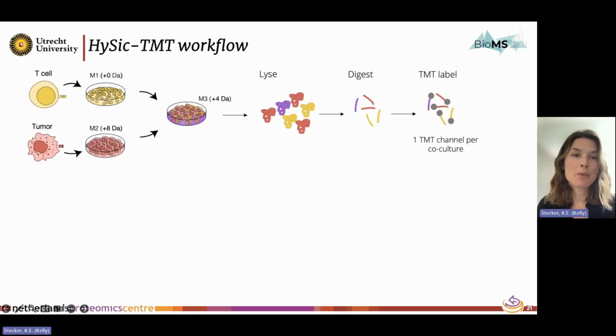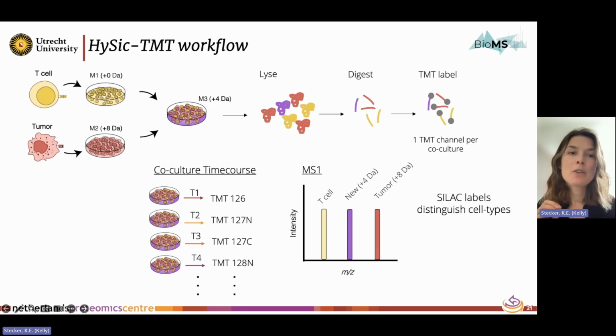And how we do that is that we do everything at the beginning the same. We do the SILAC labeling and the co-culturing, and then we lyse and digest our protein material, and then each co-culture receives a unique TMT label. So this means that each TMT channel represents a unique treatment condition. So that's either time across the co-culturing time points or a biological replicate. Each variable is stored within a TMT channel.